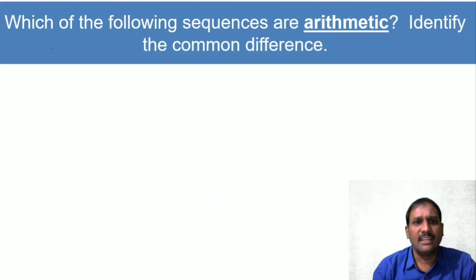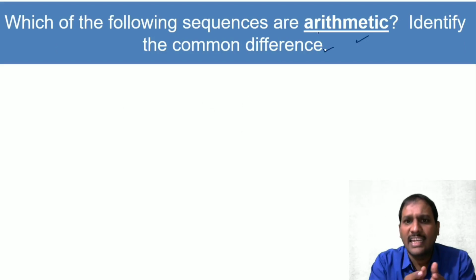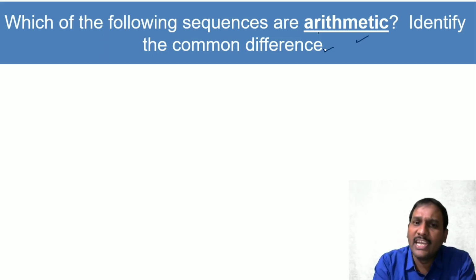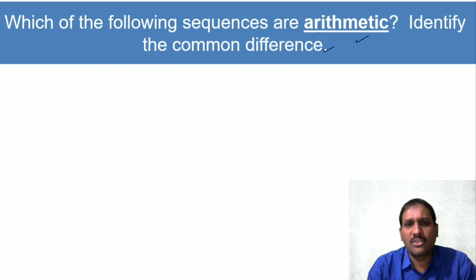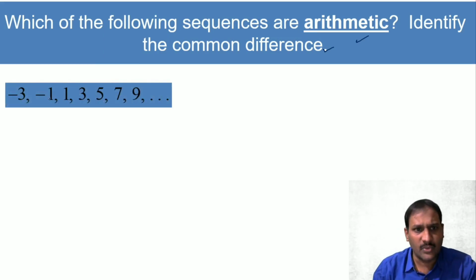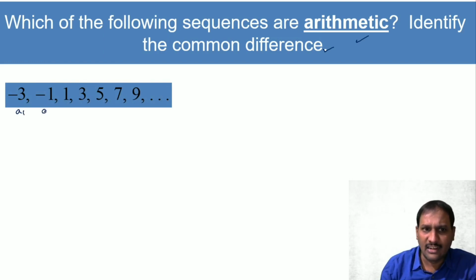Now we'll check which of the following sequences are arithmetic and identify the common difference. So how do we say that a sequence is arithmetic? Yes, the difference between any two consecutive terms should be the same. So let us have the first one: minus 3, minus 1, 1, 3, 5, 7, 9. So we know that these are called the terms A1, A2, A3, A4, A5, A6 and A7. You take the difference of any two numbers.